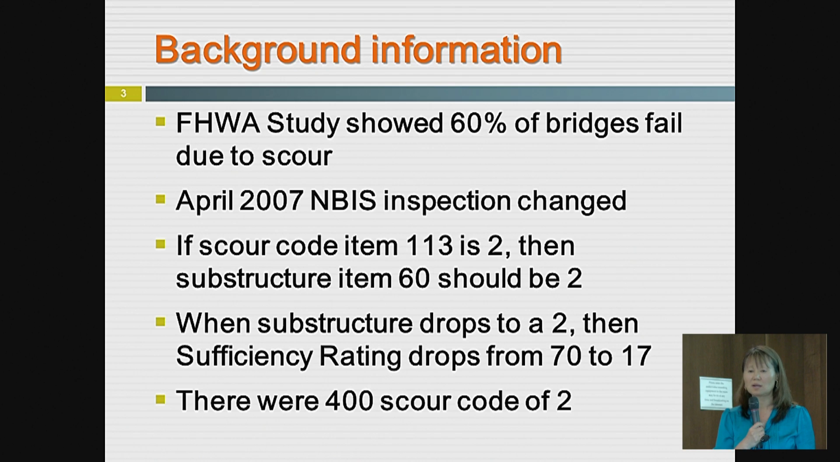What that means is that all of a sudden, when you had a sufficiency rating of 70, it could go down to like 17. Just imagine you had a 70 sufficiency rating, and all of a sudden the inspection report comes out 17. You might be a little bit surprised, and some people might have even panicked about what happened. So that was pretty significant. By the way, we had about 400 of these in our system, so we were pretty concerned about that extreme change.